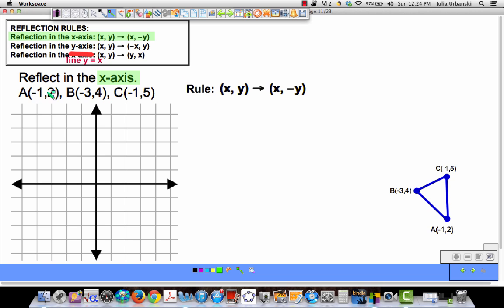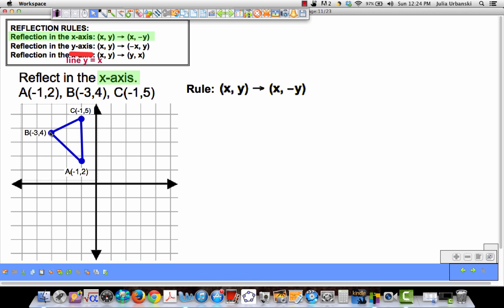So go ahead and graph these 3 points. You can pause if you need to do that. I already did it and I'm going to place them in the right places, but go ahead and pause and mark these as necessary and then hit play again. We're going to start with A right here at (negative 1, 2). That's my x and my y.